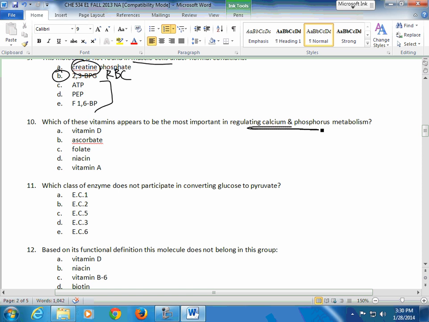Vitamins regulating calcium and phosphorus metabolism. Let's review what all your vitamins do. Vitamin D is the calcium and phosphorus. Ascorbate is the antioxidant. Vitamin A is cell growth and proliferation.